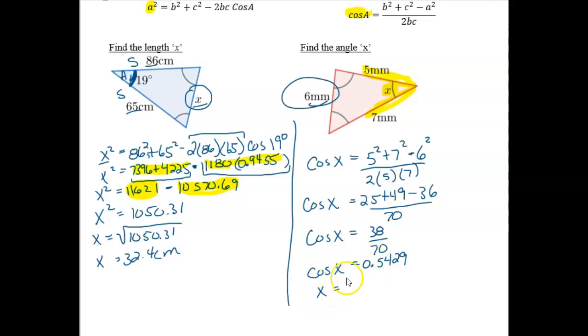This step is not new to you. This is where you have to use second function. And give me a moment there. And second function. 57 degrees.